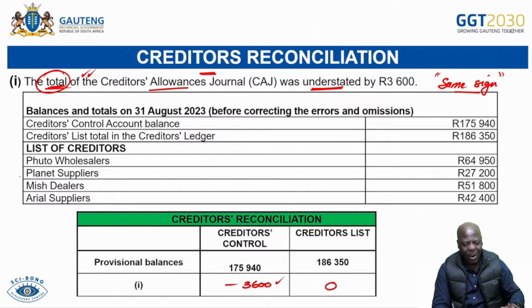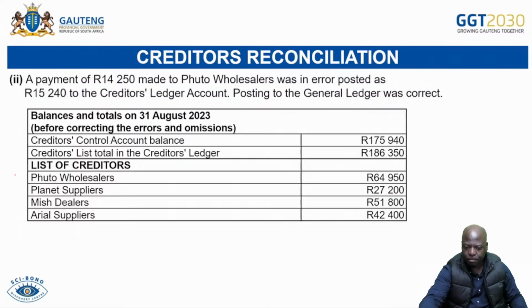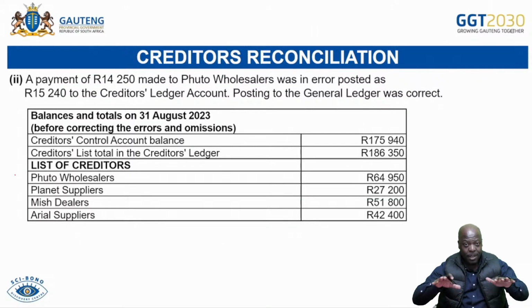So we're not going to record it in the list. The error was because we understated the total from the CAJ. Number 2. We good? Is this pace okay? Okay, I'll maintain it this way then.